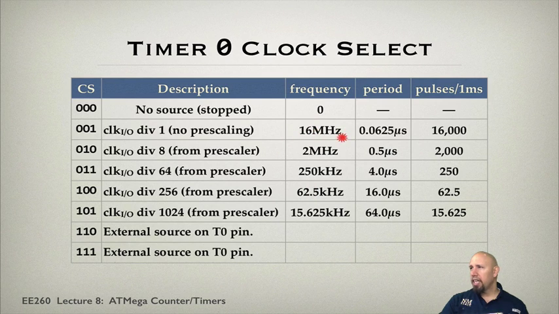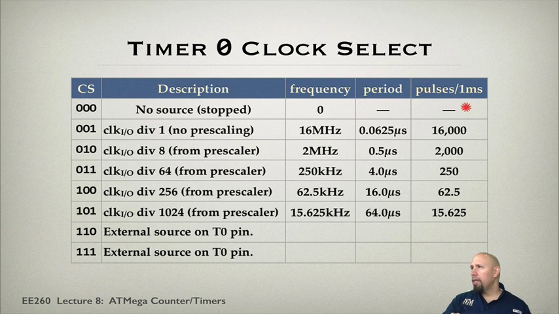A frequency like this corresponds to a pulse period of 0.0625 microseconds, all the way, and here we have 64 microseconds per period. So period means it turns on and turns off. So that full time. It's not the pulse width, it's actually the period, which includes the pulse and then the zero time in between.